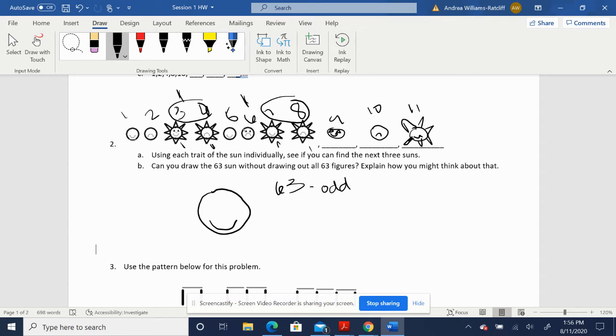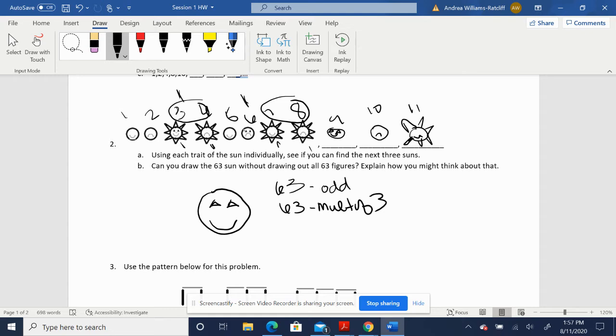Now let's think about the eyes. The eyes, we said, were multiples of 3. Okay, we had the 3rd sun, the 6th one, and the 9th one. So we look at 63, and it is a multiple of 3. Okay, we could divide it, it's 21. So that means it's going to have some eyes.